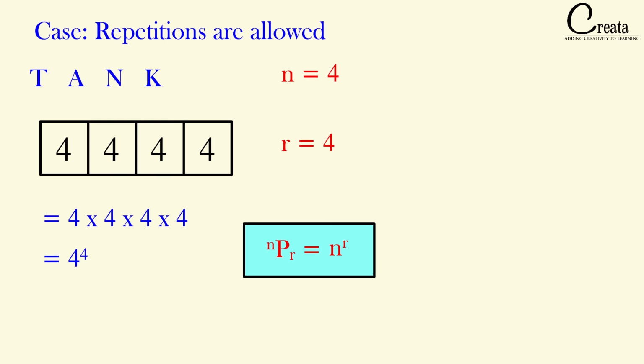Here n and r both are equal to 4. So our answer is n power r, that is 4 power 4. Okay, not a good example as n is equal to r, so it's slightly confusing. Let's take a different example.